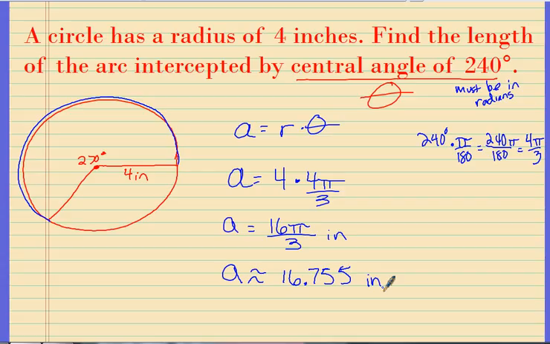Any questions? Very simple. So how do you find arc length? Radius times theta. There's only one stipulation, though. It has to be in radians. So if it's not, turn it into radians first and then use it. If it is, leave it and just use it. Any questions? All right, that was pretty simple, right?